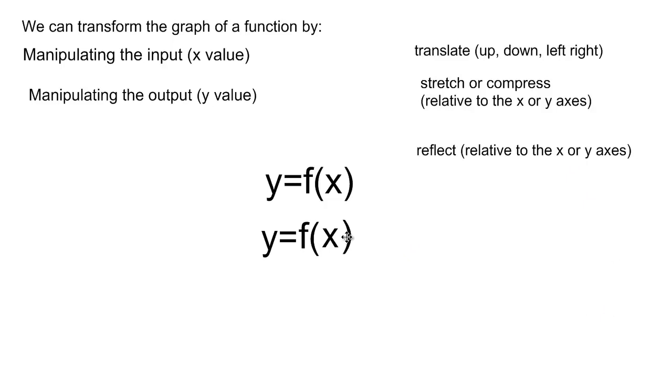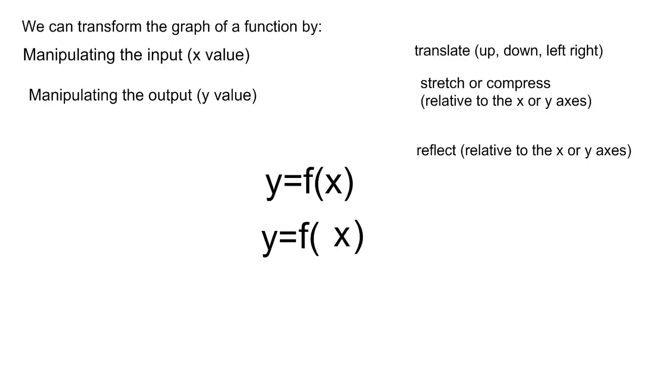Now, what's going to happen if I take x and I add something to it and then put this value into that function? How do you think the graph of that function is going to be transformed? Translate up, down, left, right, stretch or compress, reflect. Which do you think it is? Similarly, what if I take my x value and subtract something from it, like 2 or 3 or something like that? What do you think is going to happen to the graph? Is it going to translate left, right, up, down, etc.?